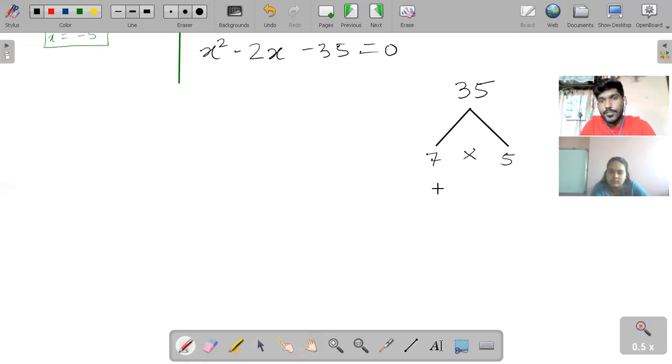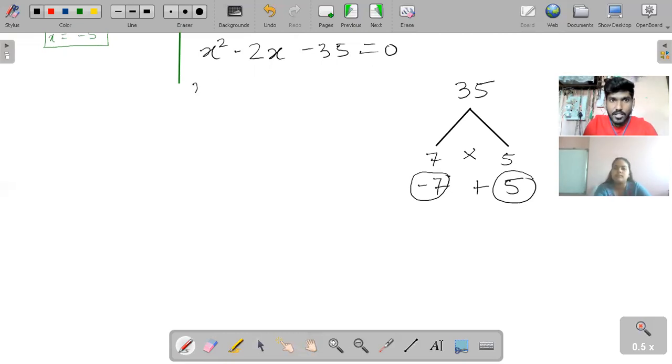-2x, the middle term. If you do -7 and +5, you will get -2. So your two new terms should be -7x and +5x. In place of your middle term, you'll write your two new terms. That is -7x plus 5x minus 35 equal to 0.